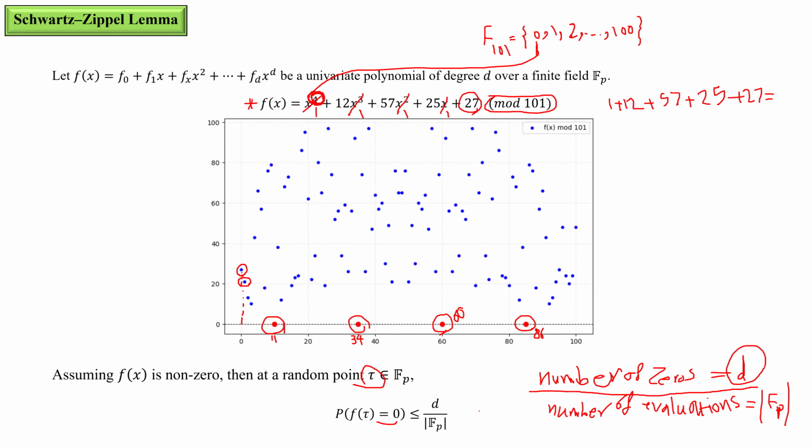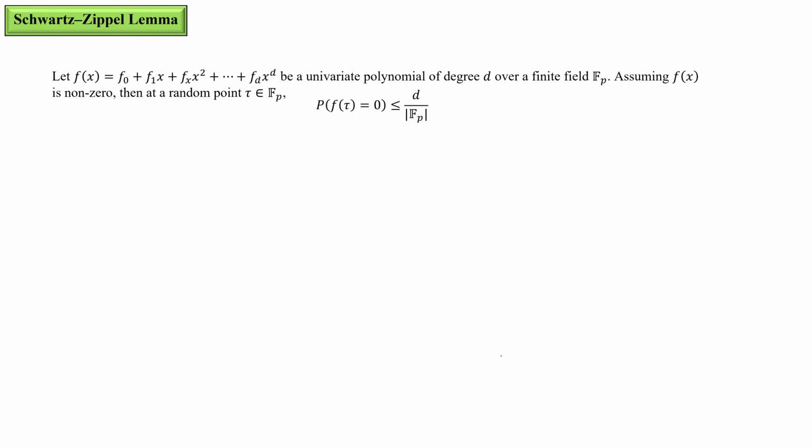So then the Schwartz-Zippel lemma says that if you pick a random point from this field and then compute the evaluation, the probability that this evaluation equals 0 is less than or equal to the degree over the size of the field. Okay, now we want to use this lemma to design an equality test.